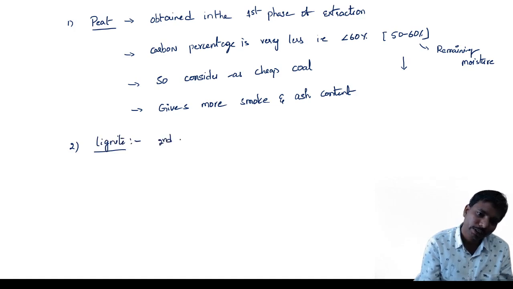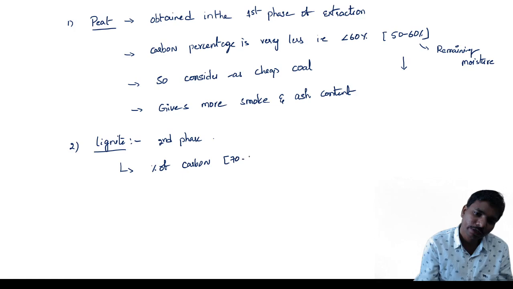And coming to the second one, lignite. Second phase of extraction. Okay, and its percentage of carbon is 70 to 78%. It is also called as brown coal. Very important in the following, which is the brown coal. Also called as brown coal.